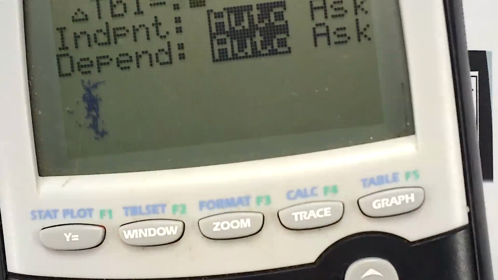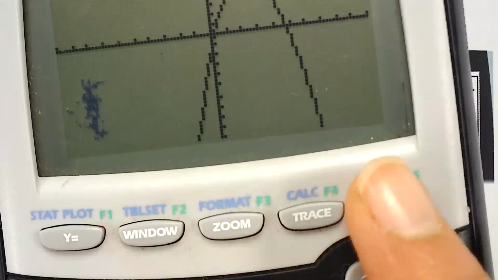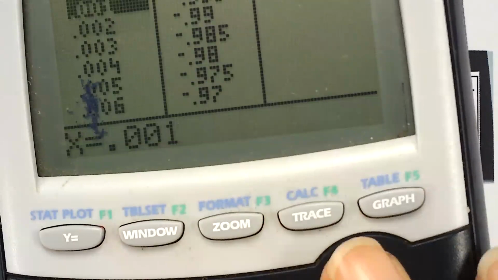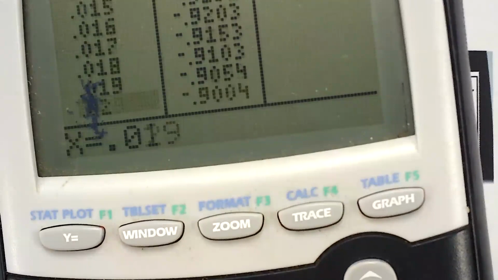Okay, we could look at it for 0.01 or 0.001 to find a more accurate answer. So I'm going to change it to 0.001. All right, now let's see where it changes back to positive. Oh, I'm heading the wrong direction. Doesn't want to go up.